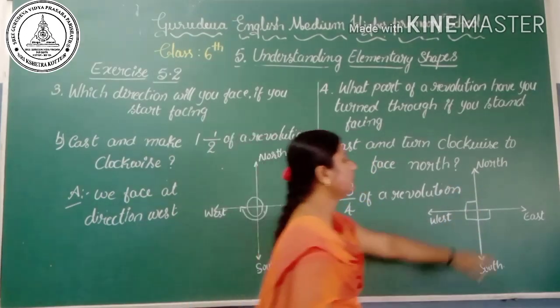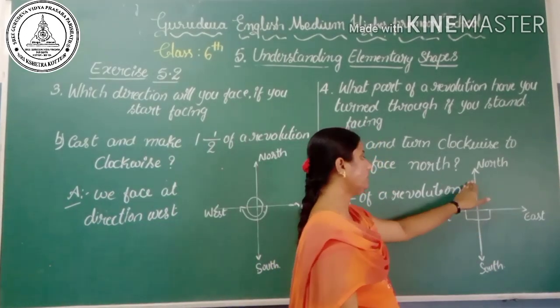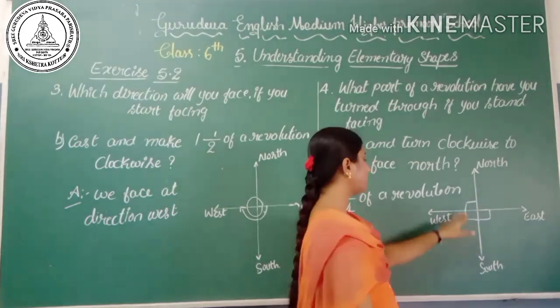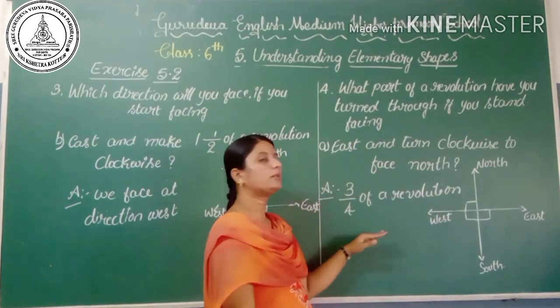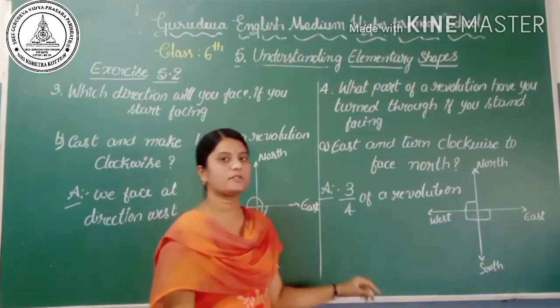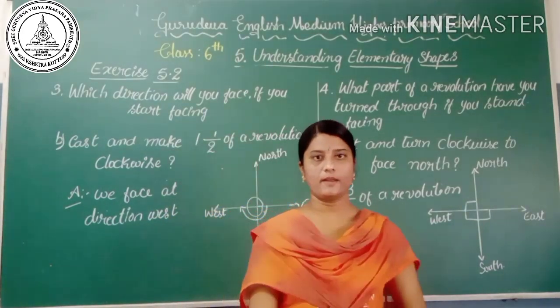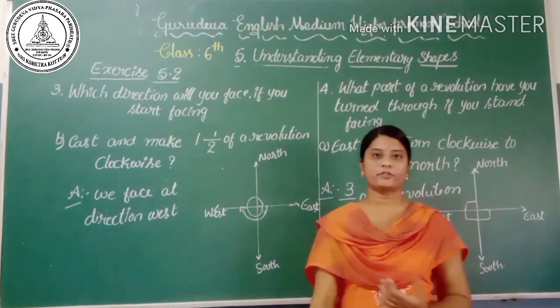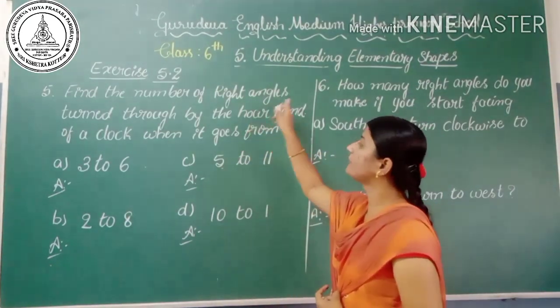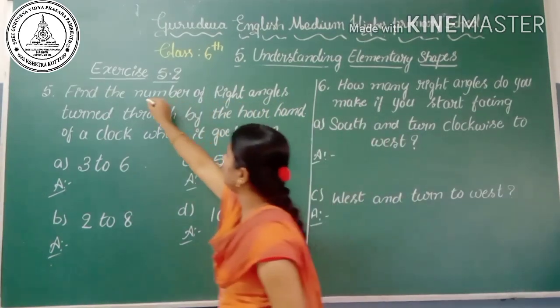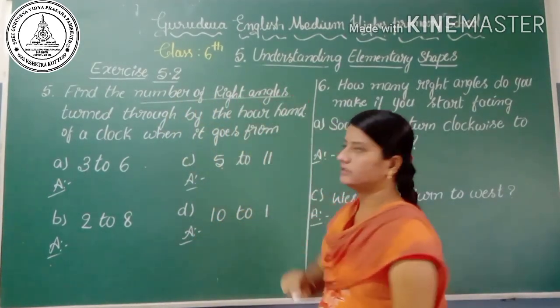From east to the north we have turned 3/4 of a revolution. Then similarly you have to do the remaining 2 questions in your notes. Let's go to the fifth question. The fifth question is, find the number of right angle turns.